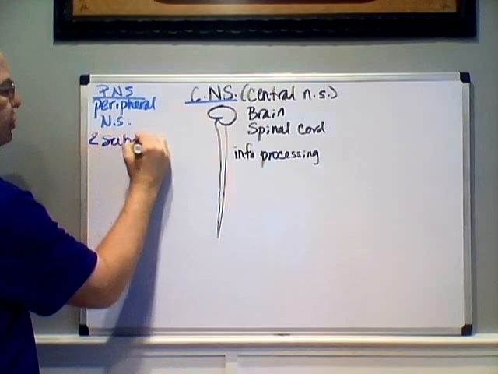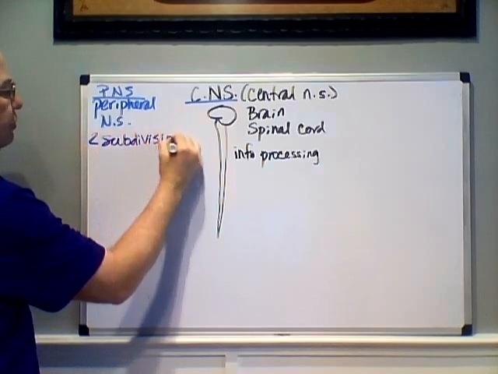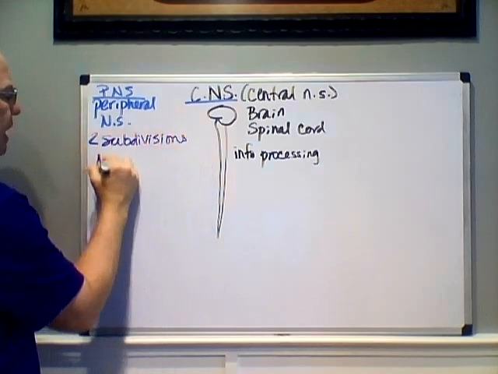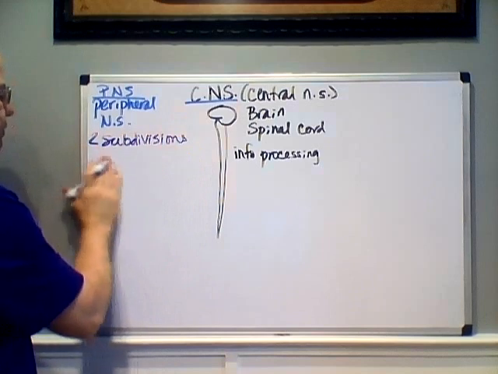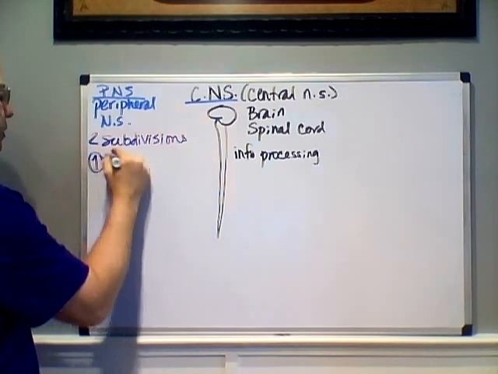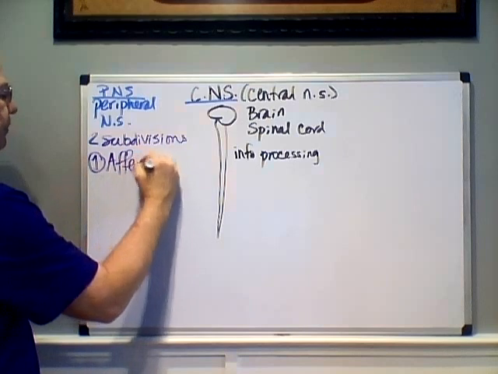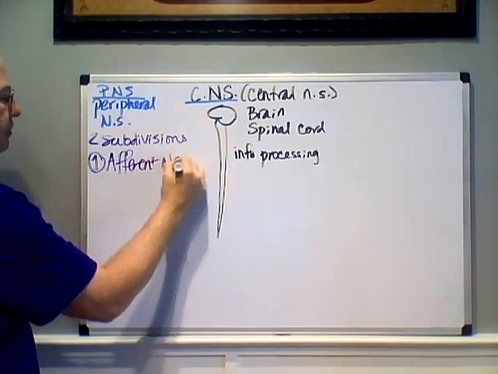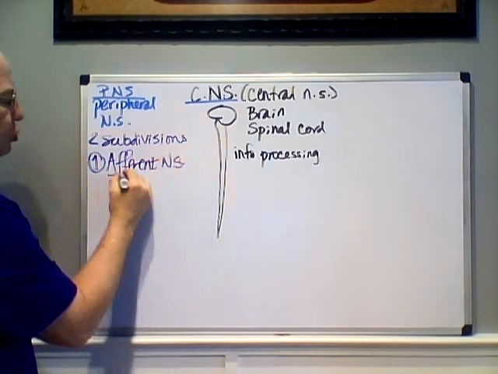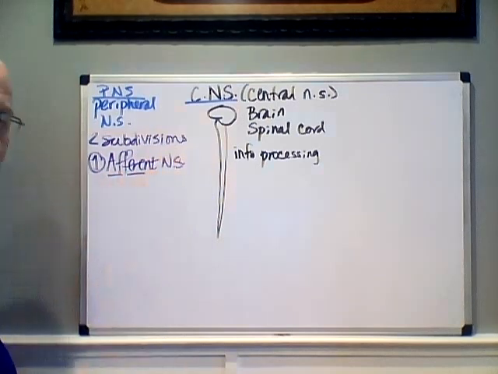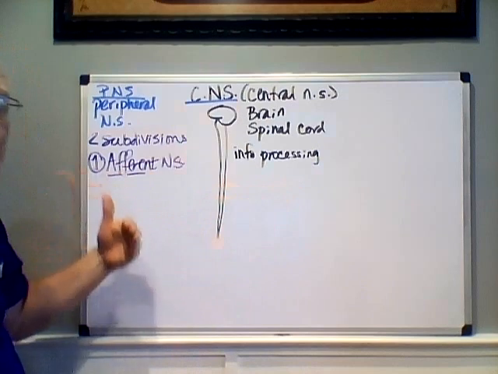The 2 subdivisions of the peripheral nervous system are... Let me do it this way. Put a big number 1 here. One is called the afferent nervous system. Now, af means to, and ferre means to carry, like a boat ferry carries cars across the water. So afferent means to carry towards.